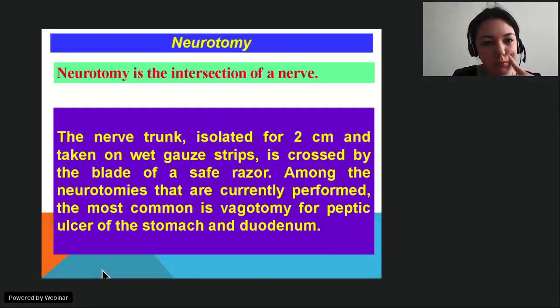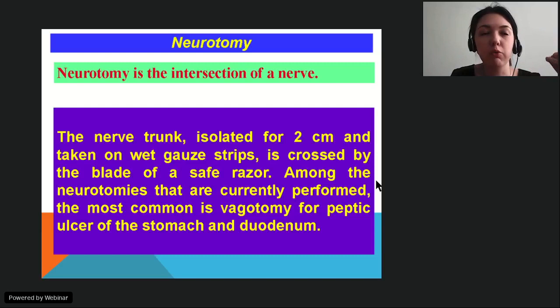So yeah, okay, let's start with neurotomy. Neurotomy, obviously, is the intersection of the nerve. So how to do it? The nerve trunk is isolated for 2 centimeters and taken on wet gauze strips, and is crossed by the blade of a safe razor. So yes, please, I want to pay your attention. We do not use a scalpel. We do not use a knife. We use only a safe razor, the sharpest instrument we have, because it allows us to avoid microtraumas on the end of the nerve.